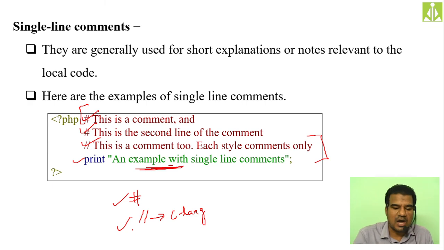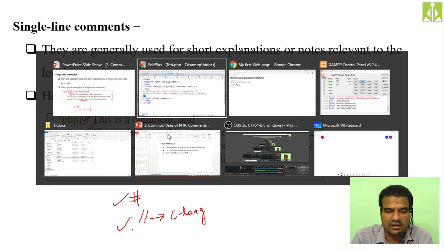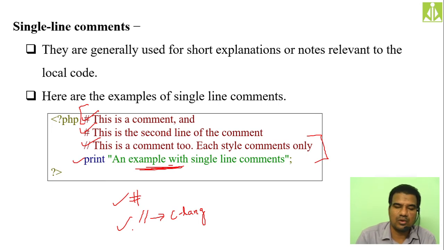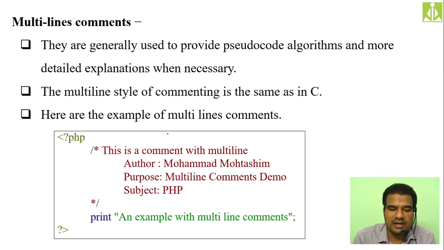We'll see how we can practice this single line comment, and then the multi-line comment. Both together we will practice. To give multiple lines of comments inside your PHP code, we go for the multi-line comment, which is the same as in your C language. Forward slash asterisk serves as the start token, and the end token is the reverse of it: asterisk and forward slash.